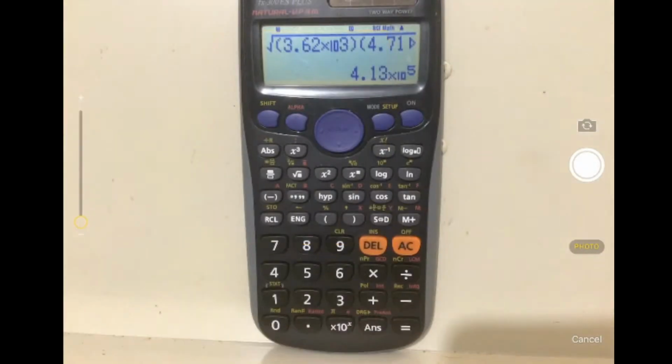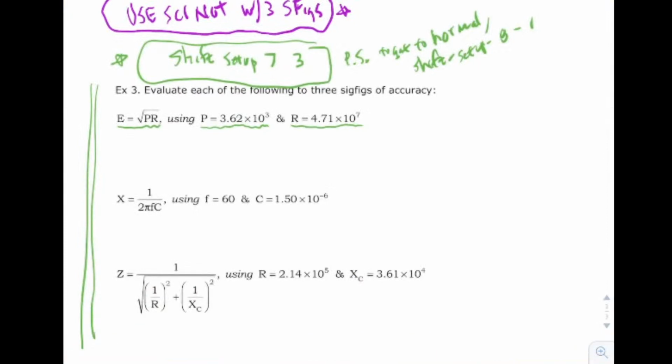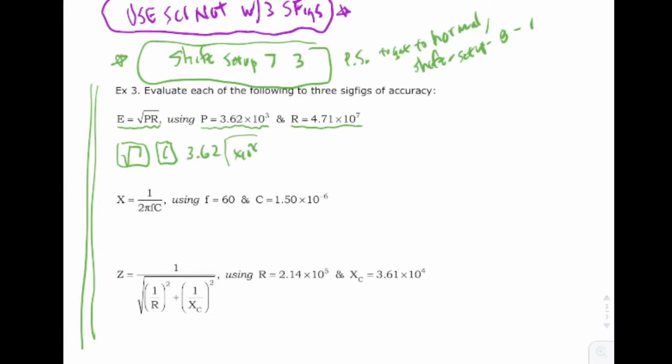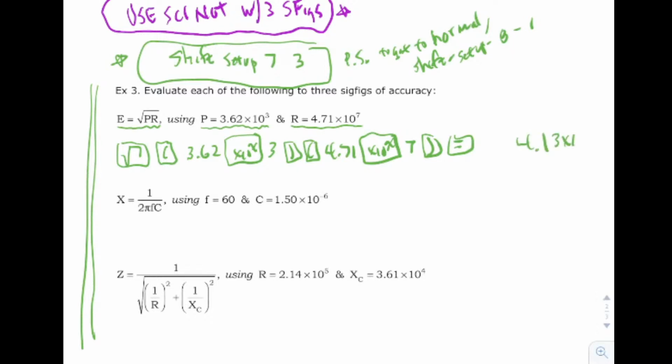We did it. So let's go back and write that down. So again, what did I do? I hit the square root button, and then I opened up a parentheses, and then my power I entered by going 3.62. I used my times 10 to the x button. That's the big button. And then the 3. And then I closed the parentheses, and then I opened up a new parentheses, and then I hit the 4.71, and then I used the times 10 to the x button, and then I put a 7 in, and then I closed the parentheses, and then I hit equals. And it gave me the answer as 4.13 times 10 to the 5th.